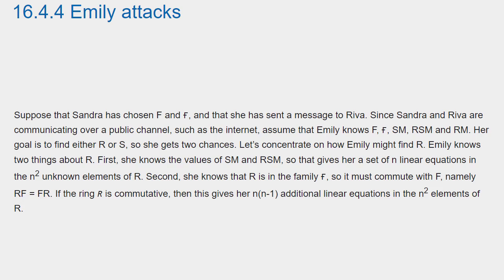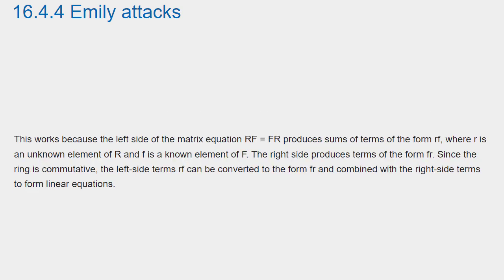Emily knows 2 things about R. First, she knows the values of SM and RSM, so that gives her a set of n linear equations in the n to the power 2 unknown elements of R. Second, she knows that R is in the family F, so it must commute with F, namely RF equals FR. If the ring R is commutative, then this gives her n(n minus 1) additional linear equations in the n to the power 2 elements of R.